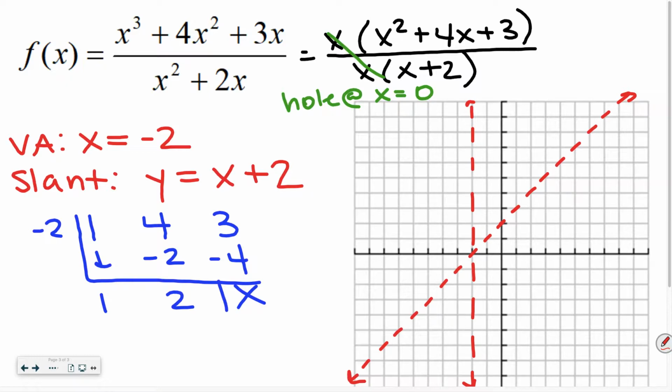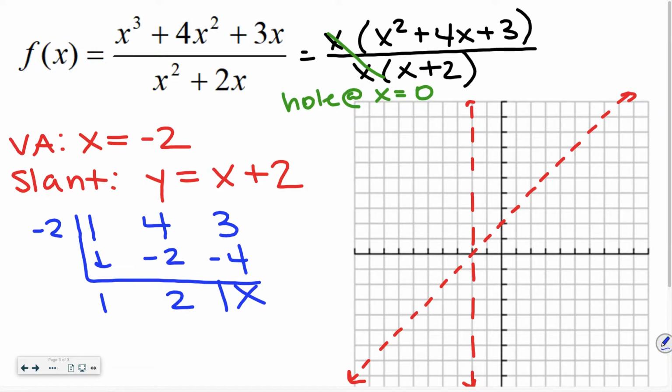Because x plus 2 is in our denominator, and -2 would make our denominator 0. Okay, so I'm going to make our XY chart on the board, and then I'll just talk and plot the coordinates over here. Okay? Are you ready?